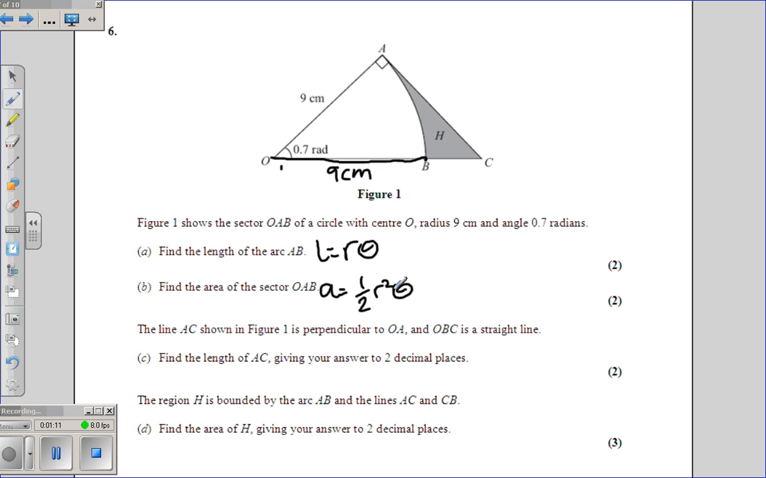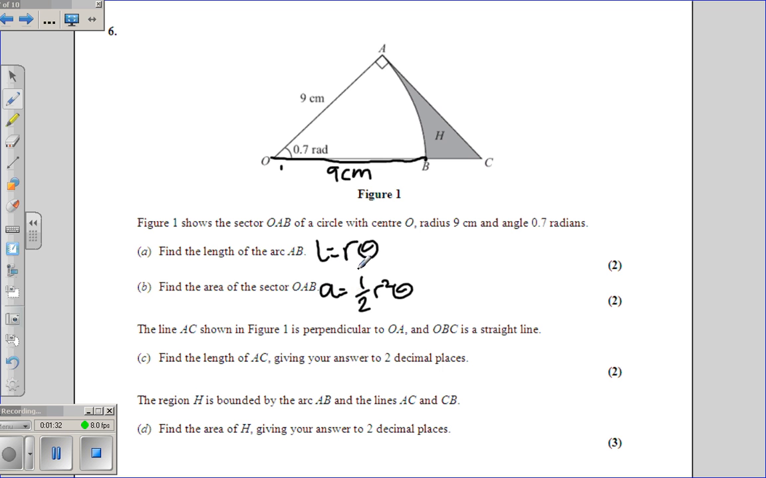It comes from just using the GCSE formula of pi r squared times theta over 360, and then replacing the 360 degrees with 2 pi, because 360 degrees is 2 pi radians. But really just remember those, it's not a lot.